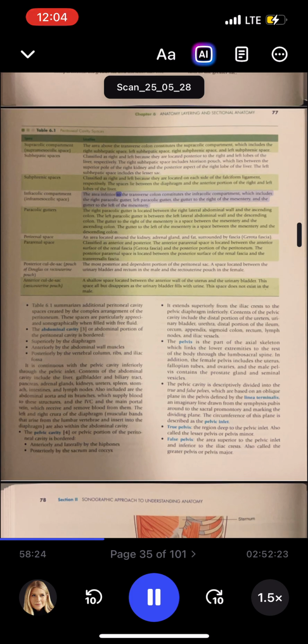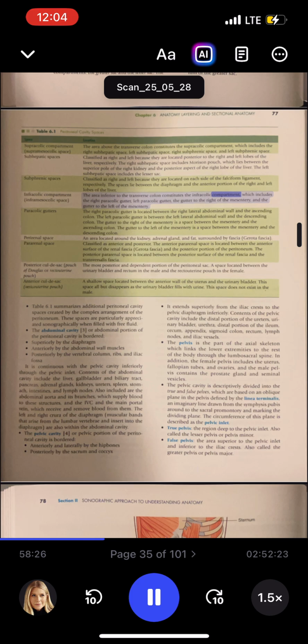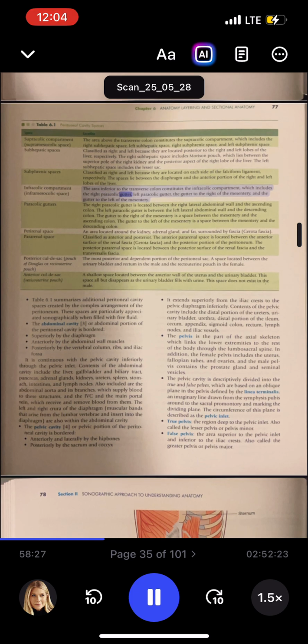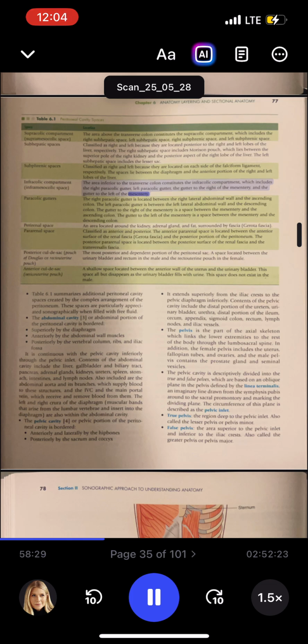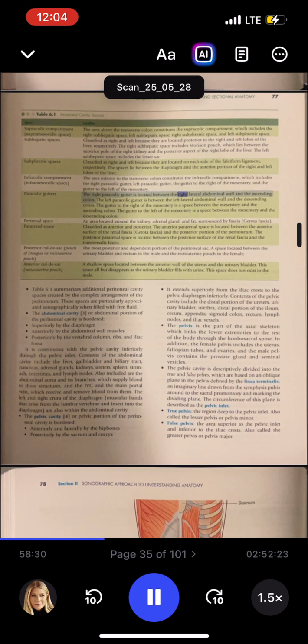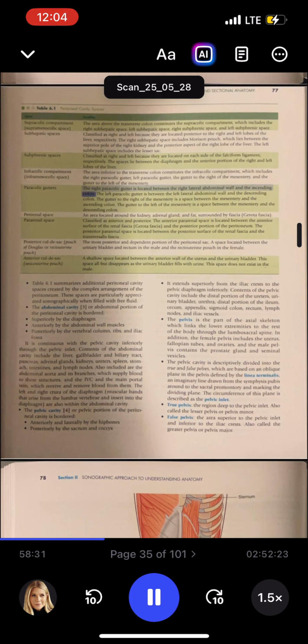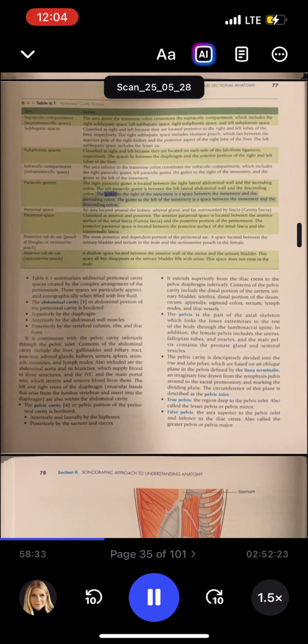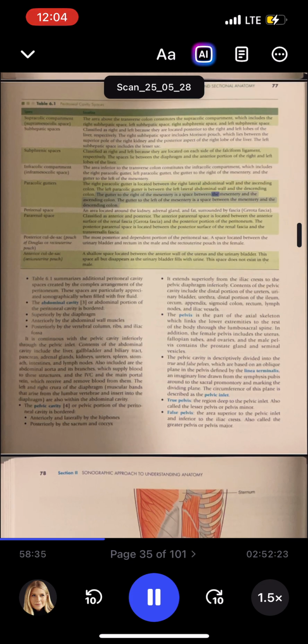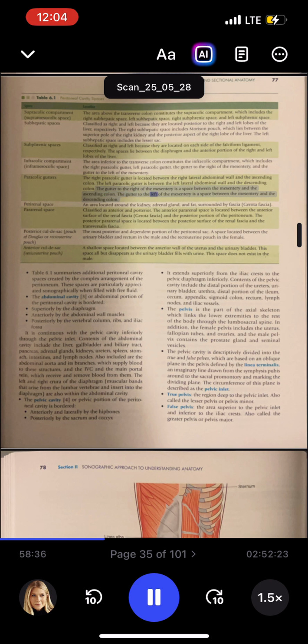The area inferior to the transverse colon constitutes the infracolic compartment, which includes the right paracolic gutter, left paracolic gutter, the gutter to the right of the mesentery, and the gutter to the left of the mesentery. The right paracolic gutter is located between the right lateral abdominal wall and the ascending colon. The left paracolic gutter is between the left lateral abdominal wall and the descending colon. The gutter to the right of the mesentery is a space between the mesentery and the ascending colon. The gutter to the left of the mesentery is a space between the mesentery and the descending colon.